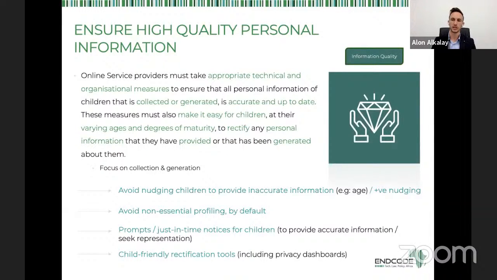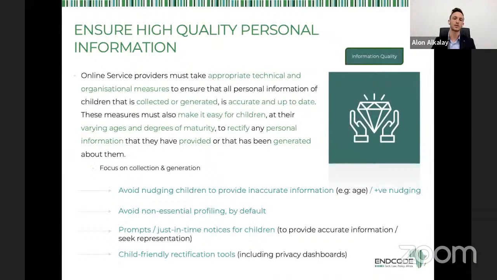Ensuring high quality personal information falls under our information quality condition. Here we're asking online service providers to take appropriate technical and organizational measures to ensure that all personal information of children that is collected or generated is accurate and up to date. And these measures must also make it easy for children at their varying ages and degrees of maturity to rectify the information that they've provided or that has been generated about them. As you can see in the statement, we're talking about collection and generation. So with a lot of new technologies, including profiling, data is being generated all the time.